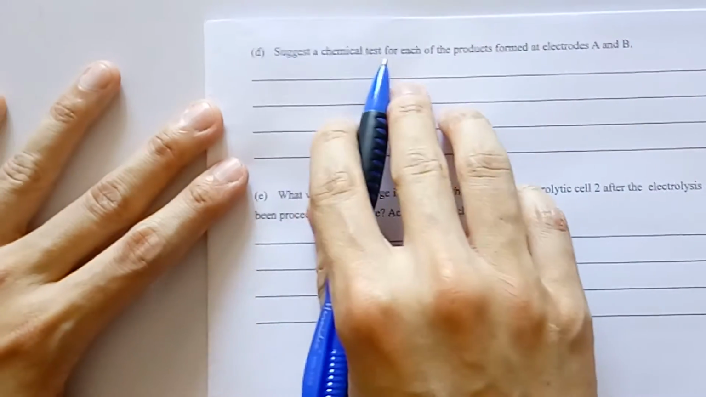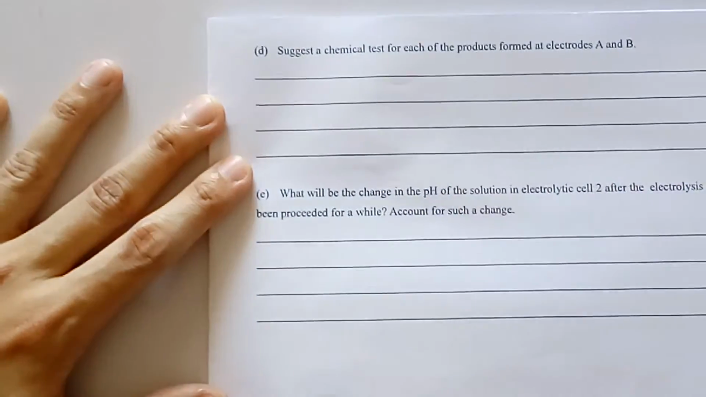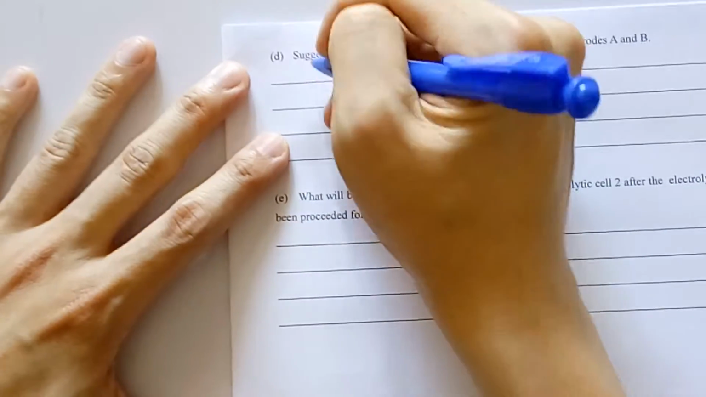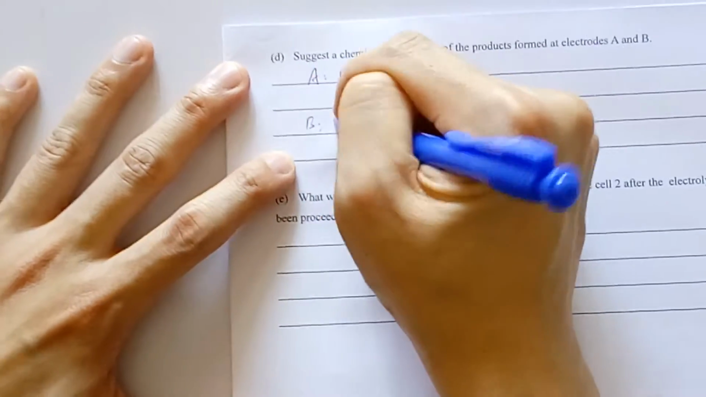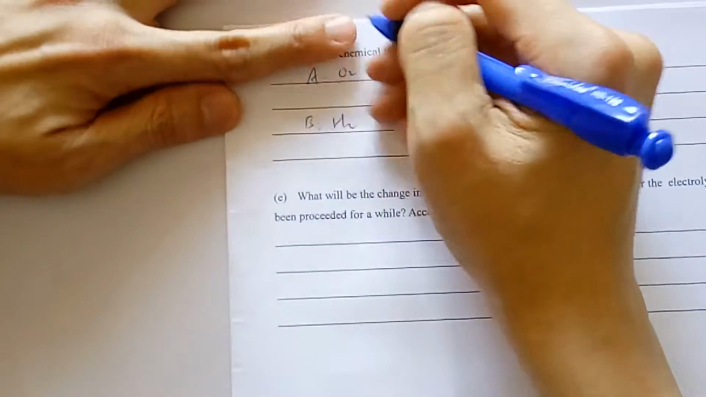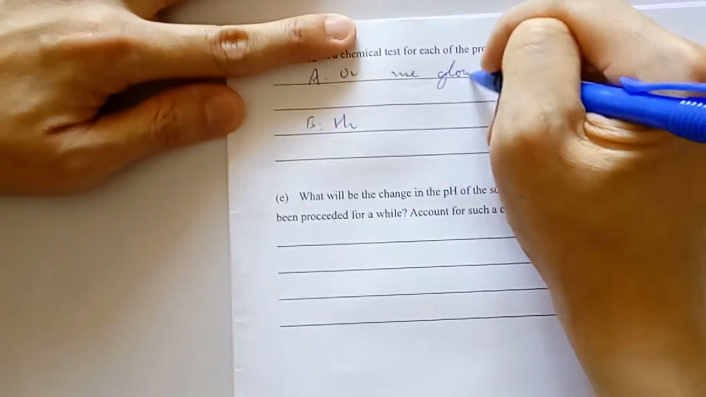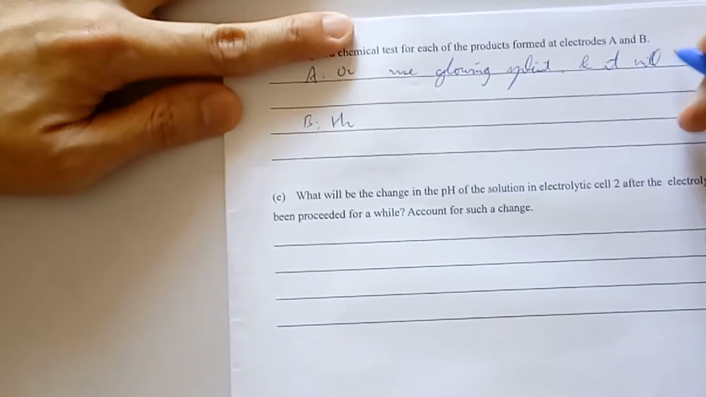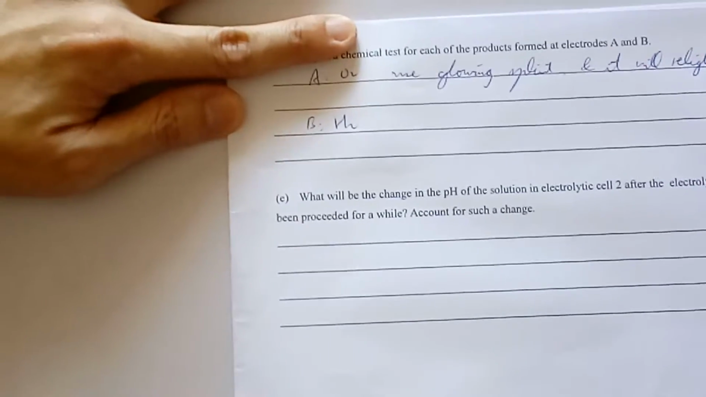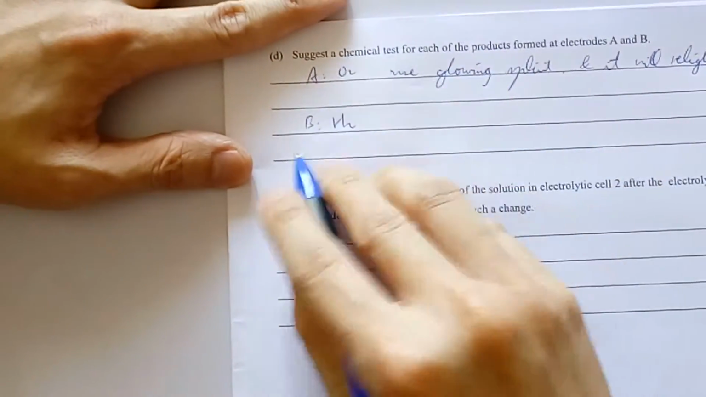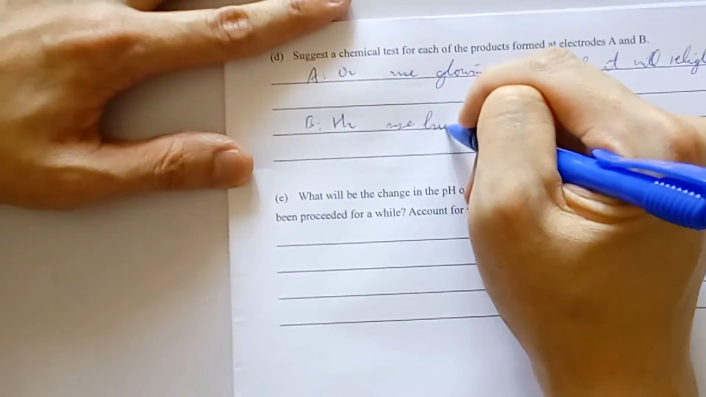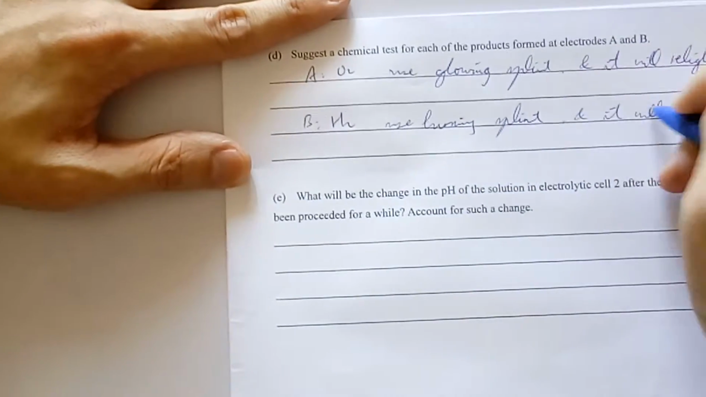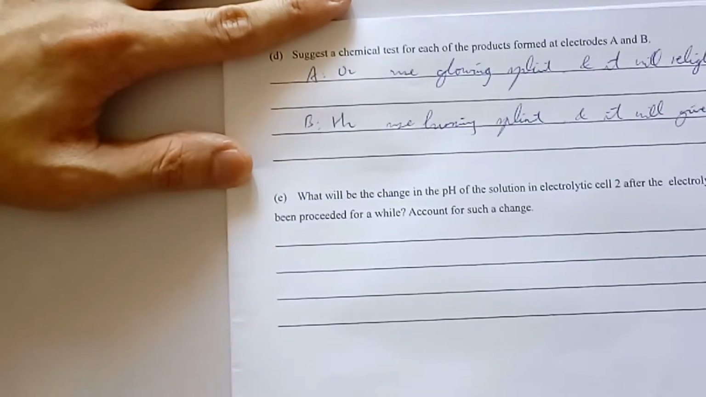Then suggest a chemical test for the products in A and B. A is oxygen, B is hydrogen. So easy, right? Oxygen relights a glowing splint, and hydrogen is tested with a burning splint, and it will give a pop sound.